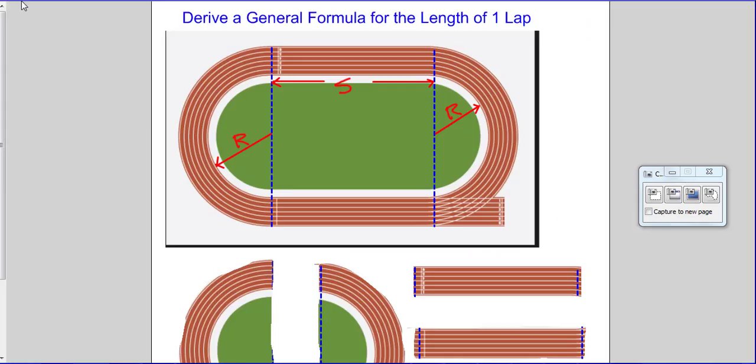Now we can apply this to any track where, instead of using specific values, we use variables. So we can come up with a formula for one lap on any running track where the curves, in fact, are semicircles. So not all tracks have semicircles. Some of them have ovals and they have little straightaways here in the turns, but many running tracks actually have semicircles for turns. So we'll call the radius of the turn r, and then the straightaway length is s.